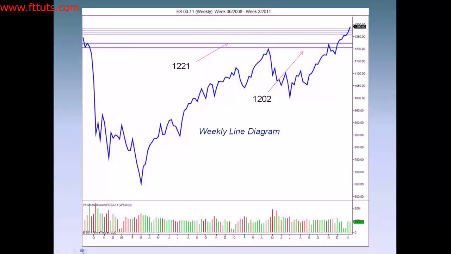So here I have between 1202 and 1221 as a rather key support level, or a key zone that we really need to keep our eye on and see what happens if prices, in fact, make a turn and start dropping.